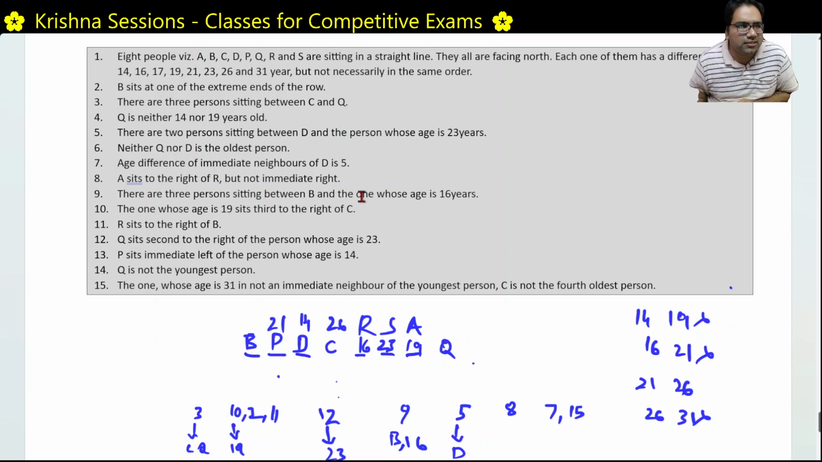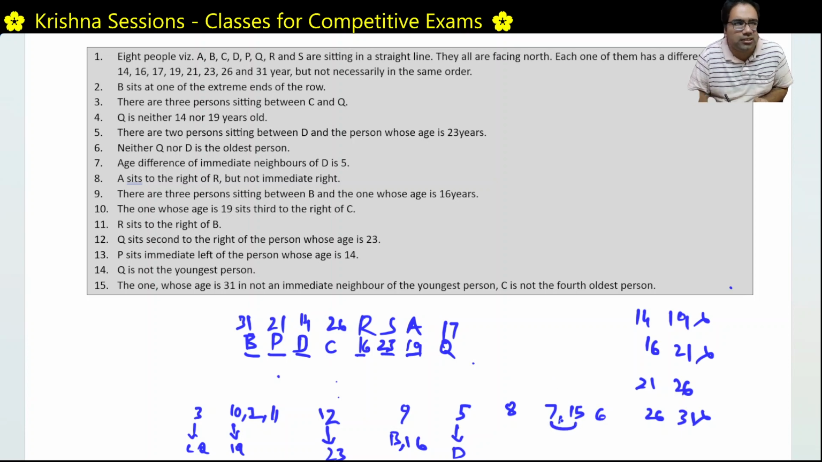Let's look at the other conditions. There is another condition which is neither Q nor D is the oldest person. That means Q is not oldest. Q is not 31. That means B has to be 31. What is Q? Whatever is left, right? 17 is left. So Q has to be 17. We have used condition number 6 here.